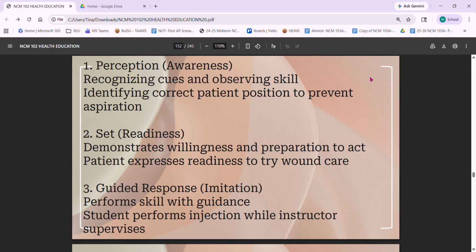Next is the guided response. So, this one, okay, this is imitation. Perform skill with guidance. So, student performs injection while instructor supervises.